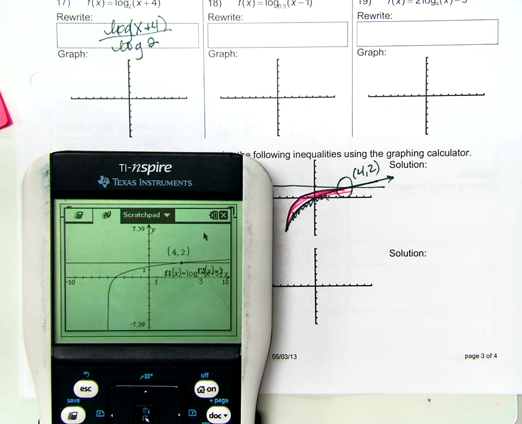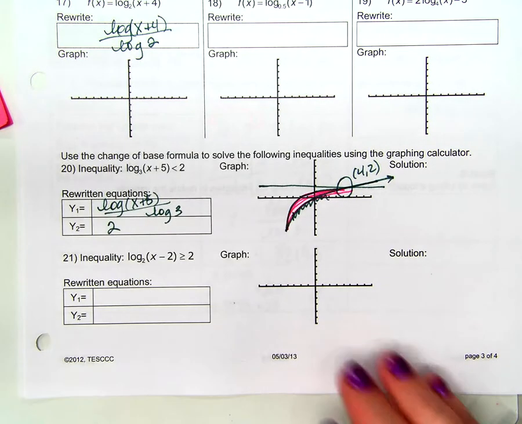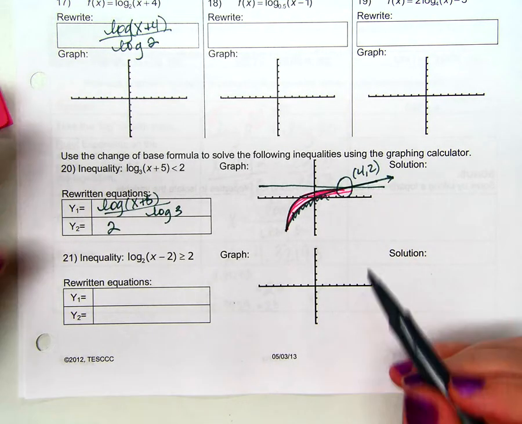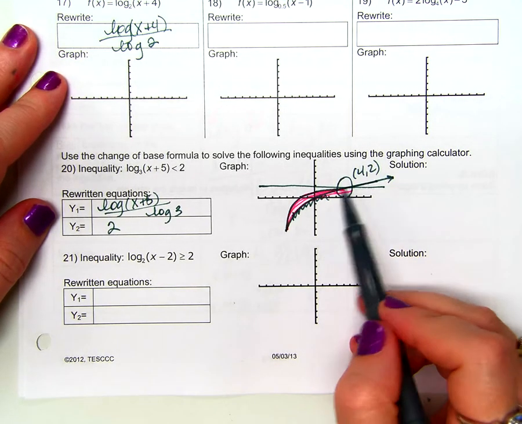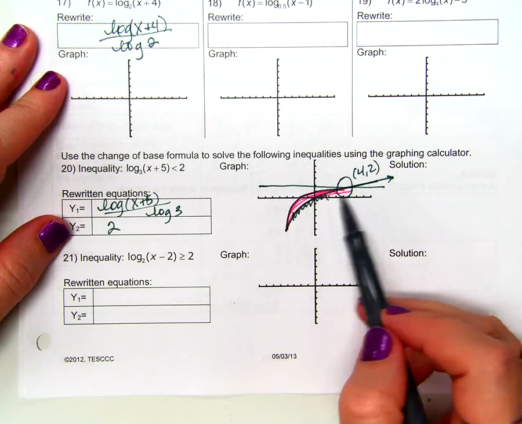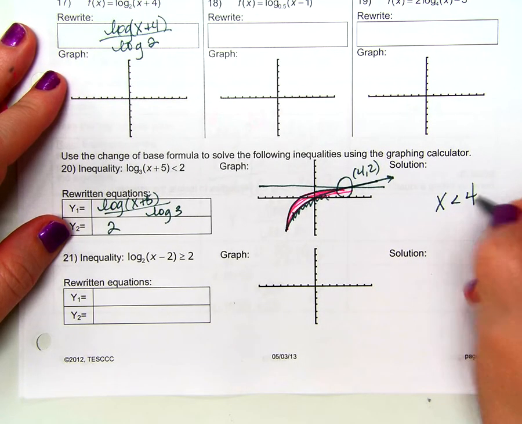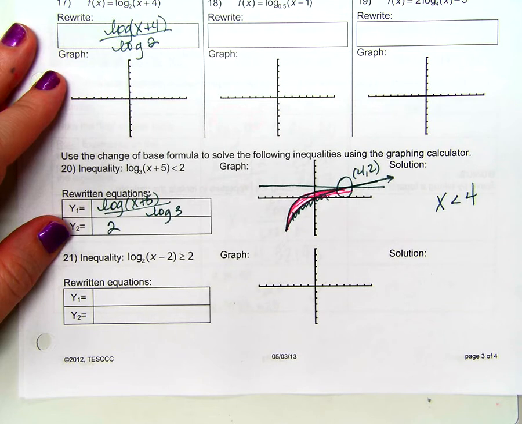No. Okay, no. This is how we've done that for a while. Anytime we have an inequality, we put one side in y1 and one side in y2, and we figure out where it's less than or greater than or whatever just by looking at the graph. Okay? All right, so the intersection's at 4, 2. So what x values can you tell me are less than that horizontal line of 2? X is less than 4. So everything that's less than 4?